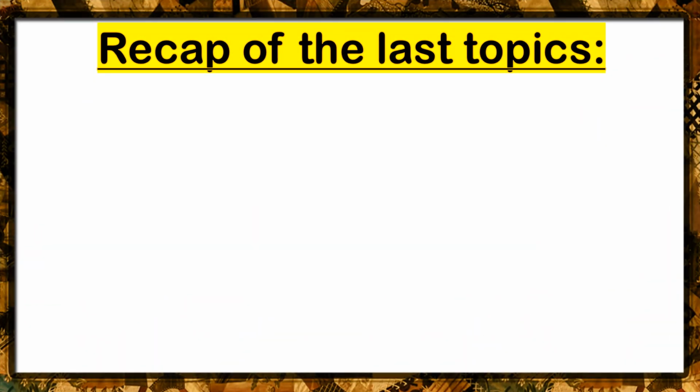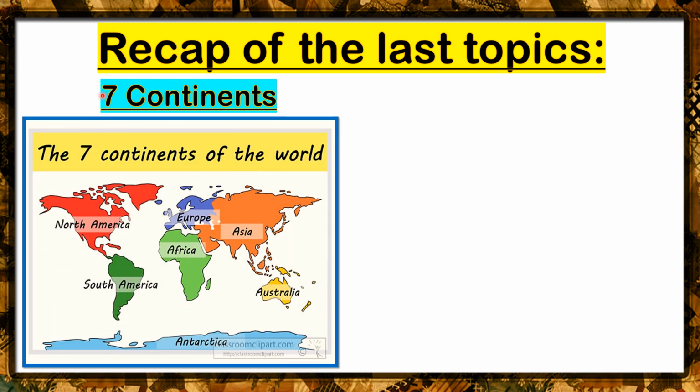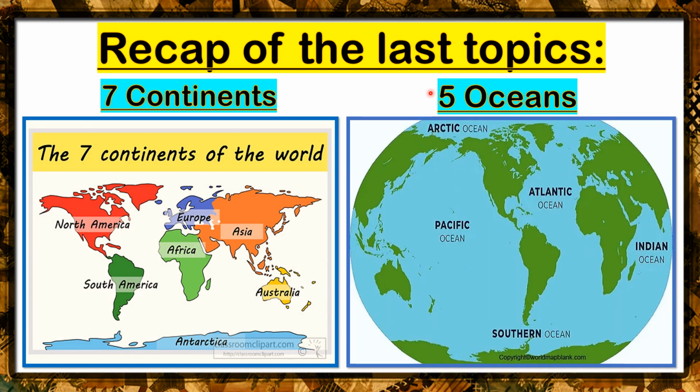So class, before we proceed to our online learning discussion, I would like us to have a short recap of the last topics that we have discussed last week. The first one is the 7 continents of the world. What are the 7 continents of the world? They are the following. We have Asia, Africa, North America, South America, Antarctica, Europe, and Australia. We also discussed the 5 oceans of the world, and they are the following. We have Pacific Ocean, Atlantic Ocean, Indian Ocean, Arctic Ocean, and Southern Ocean. So these were the 2 topics that we discussed last week.